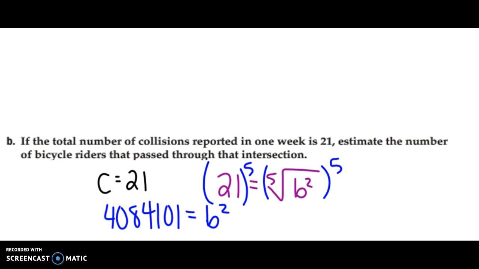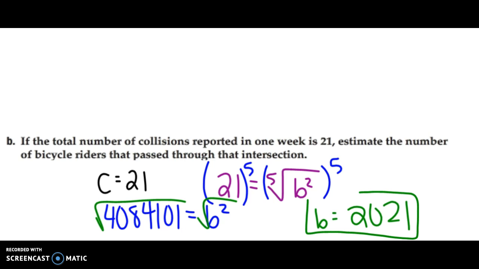How do I get b by itself? Take the square root of that number, and so b is equal to 2,020.something, and we'll round it to 2,021 because you can't have 9/10 of a person. So that would say that there'd be approximately 2,021 bike riders that day.